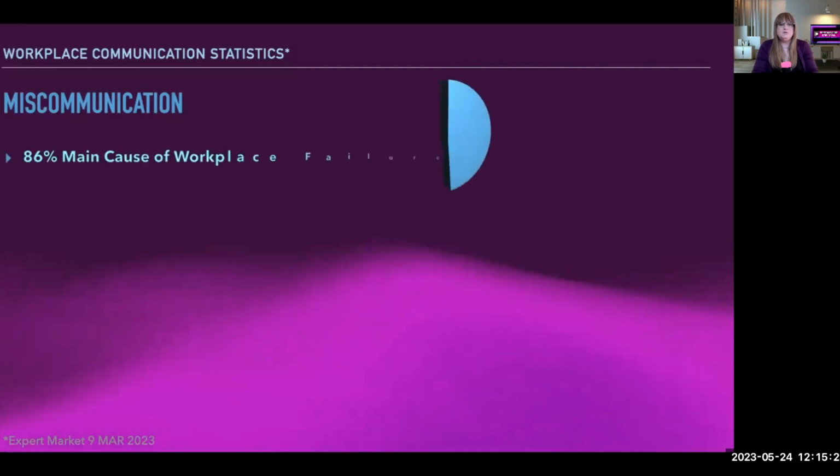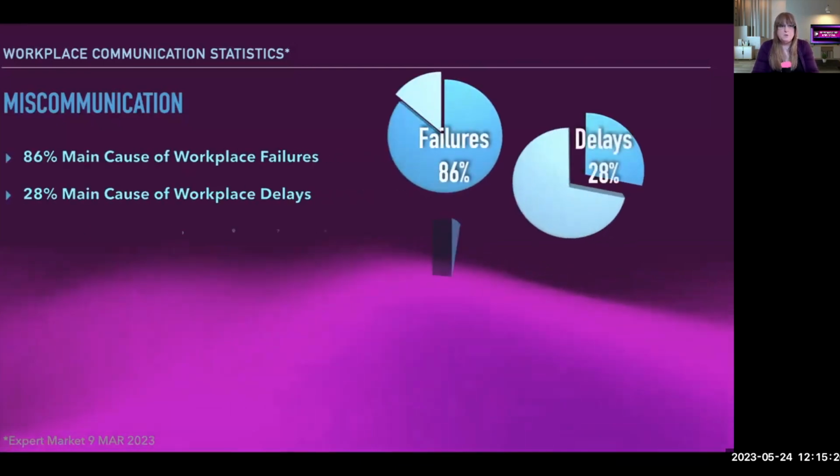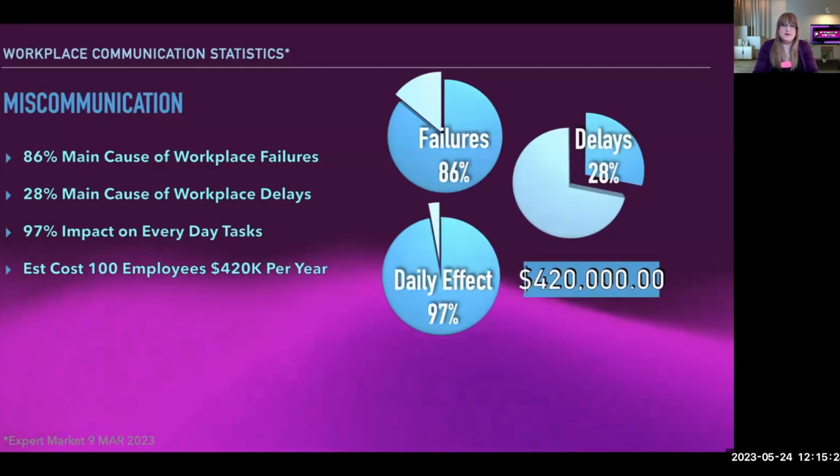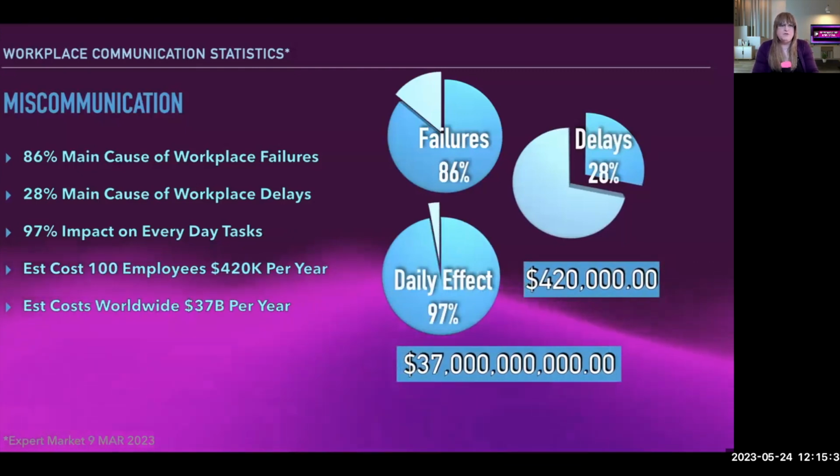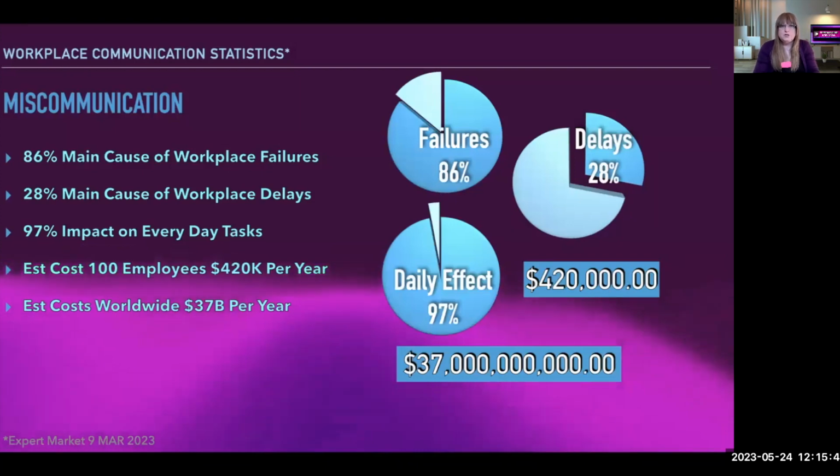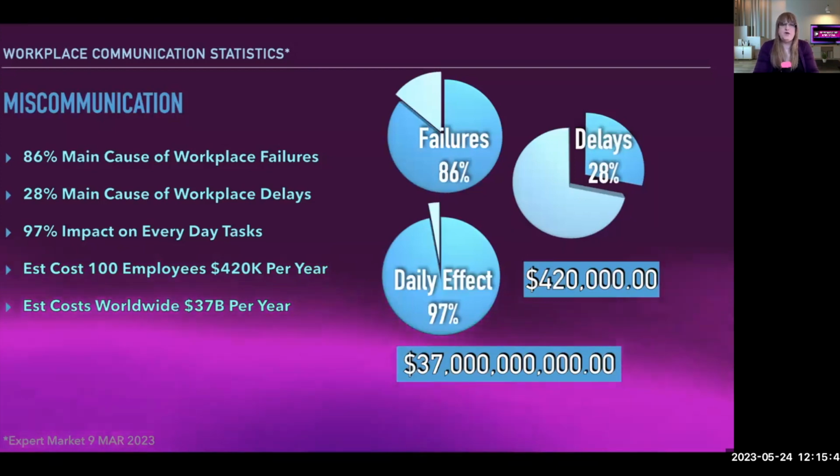But miscommunication is a big problem worldwide, no matter what size your business is. 86% of the time, it is the main cause of workplace failure. So like a project failure, a loss of a client, a loss of retention, maybe a loss of an account, that can be because of miscommunication.